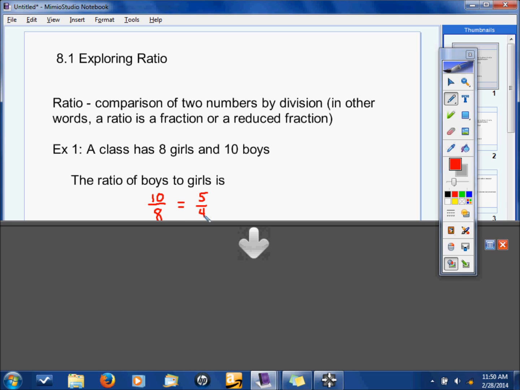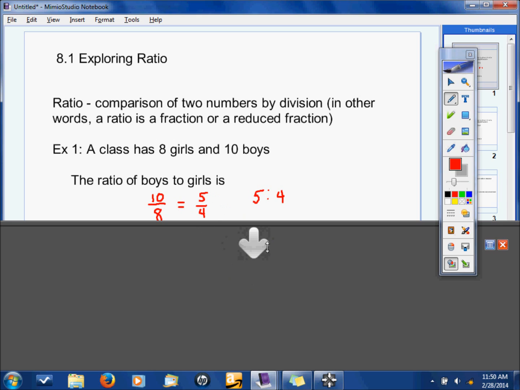Now, if you're not good at reducing fractions, you can always use your calculator, 10 divided by 8, and then change it to a fraction with your math frac button that we've done before. Okay? So, 5 to 4. You can also write a ratio like this, 5 colon 4. That's the other way of writing this ratio. I'll accept either. Most of the time you'll write a fraction.